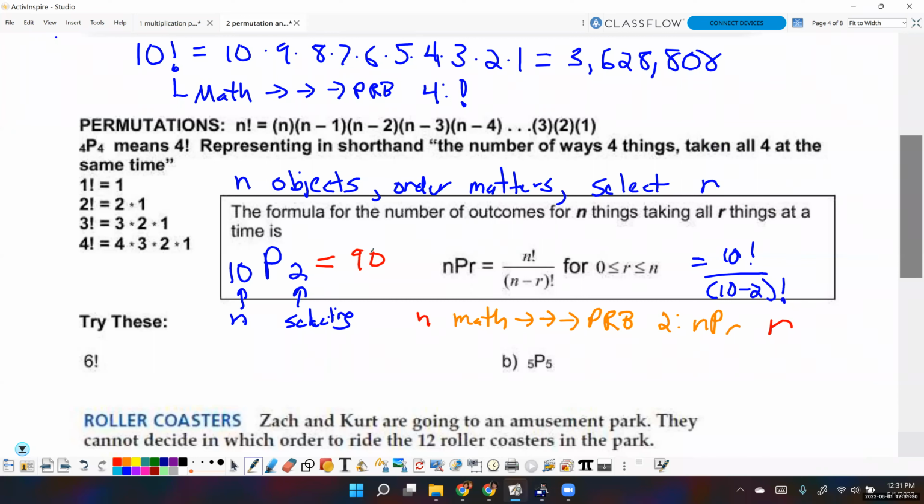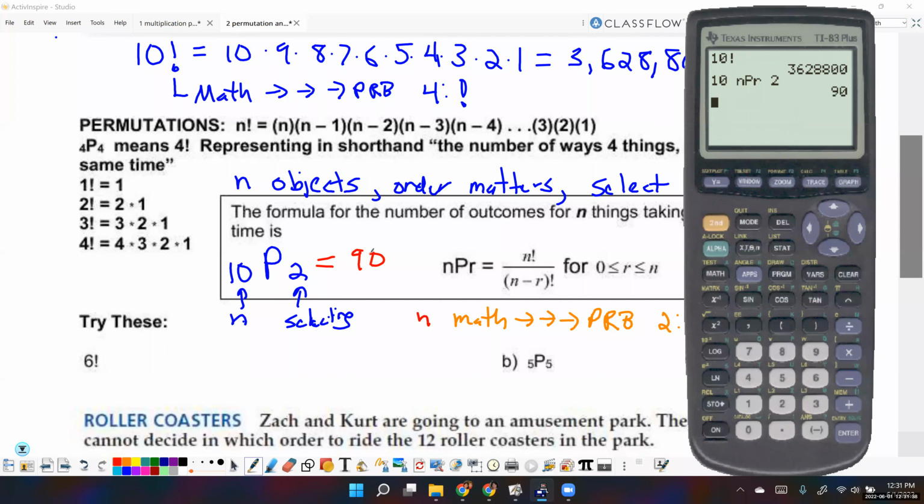Okay, so now let's just try these on our calculator. Go ahead and type these in. I suggest you pause the video and then unpause the video and see if you get the same things I do.